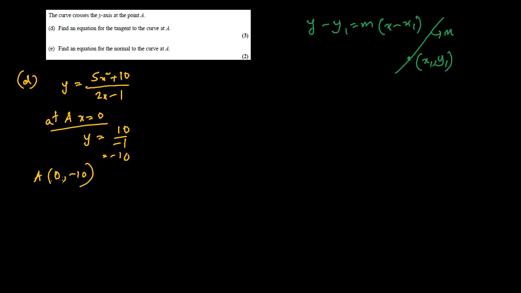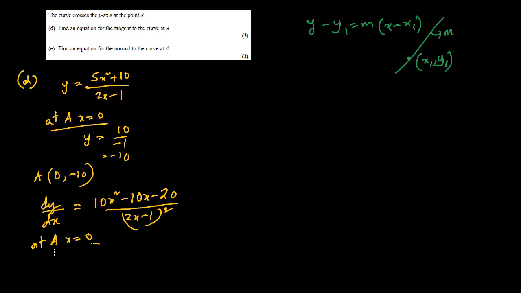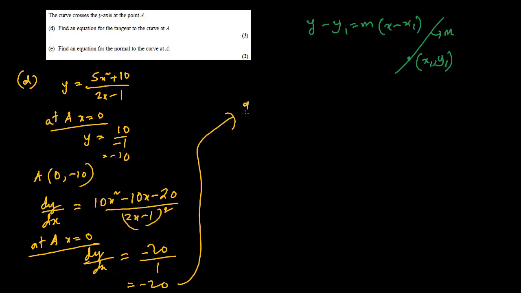Now we have to find the gradient. We know the point. We need to know the gradient. So dy by dx we already did in the previous part, where we found that it was (10x squared minus 10x minus 20) divided by (2x minus 1) whole squared. So we know the expression. So at A, x equals 0, if we put it here, dy by dx turns out to be minus 20 divided by (2 times 0 is 0, minus 1) whole squared, which is 1. So the gradient is minus 20. So if the gradient is minus 20, then the gradient of the tangent is also minus 20.